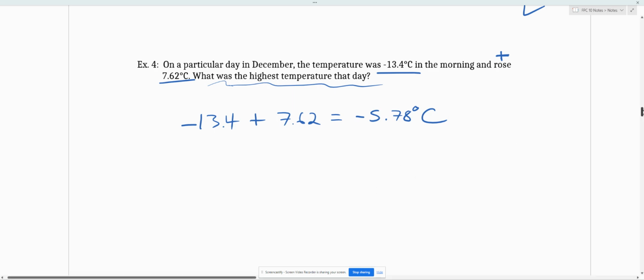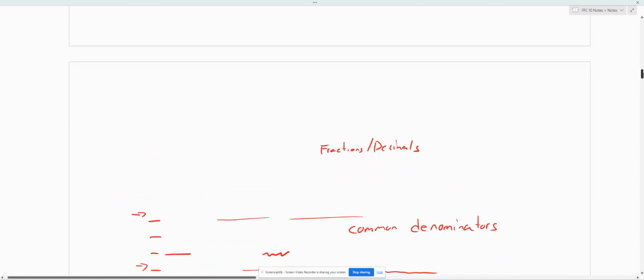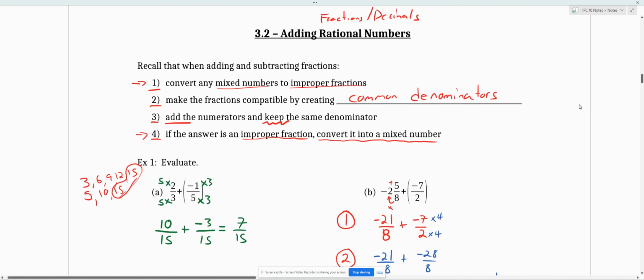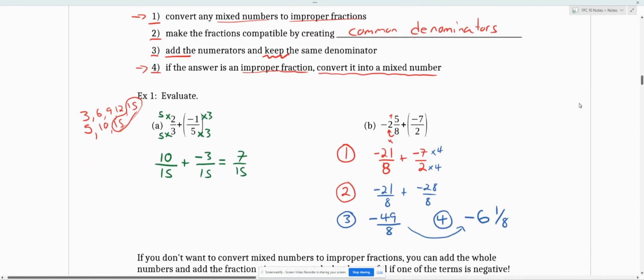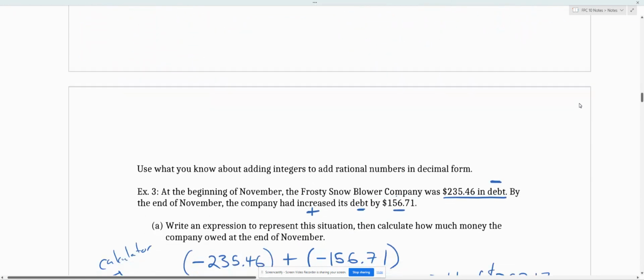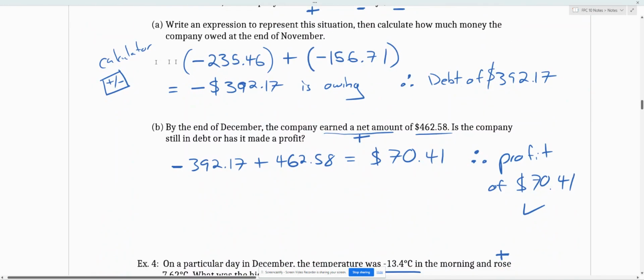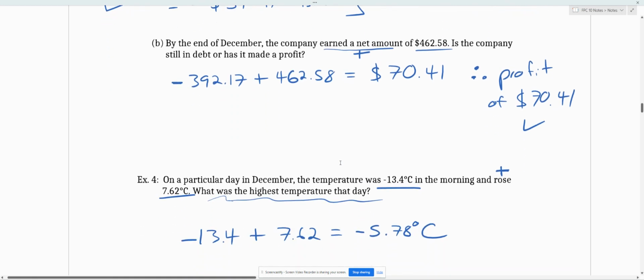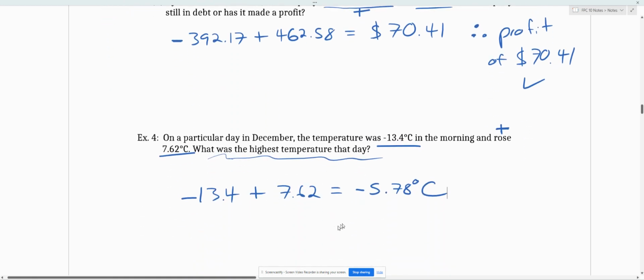So basically we recalled how we add rational numbers, which is basically saying adding fractions. And then when we got to decimals, we made sure we wrote our equations correctly, being careful with negatives, reading our word problems carefully, and then using our calculator.